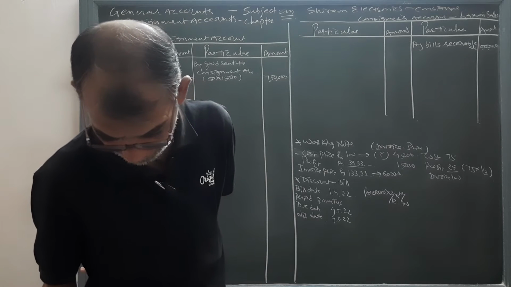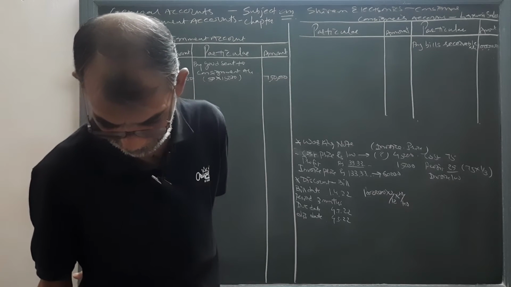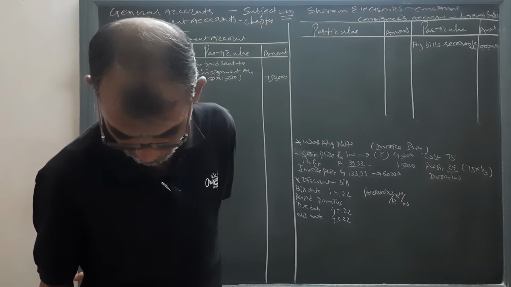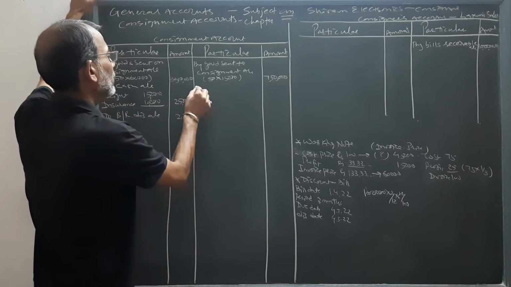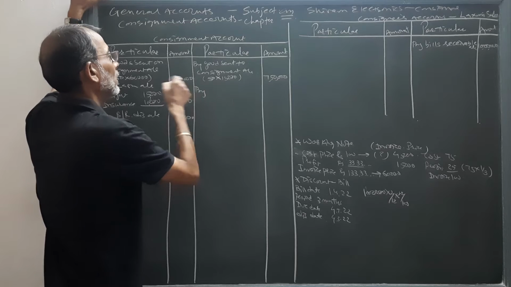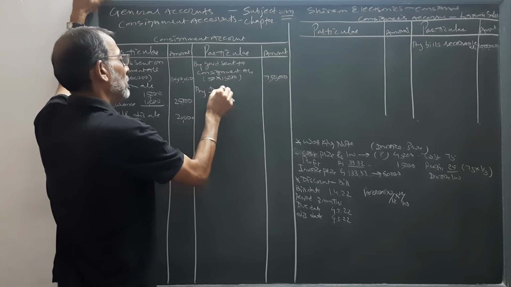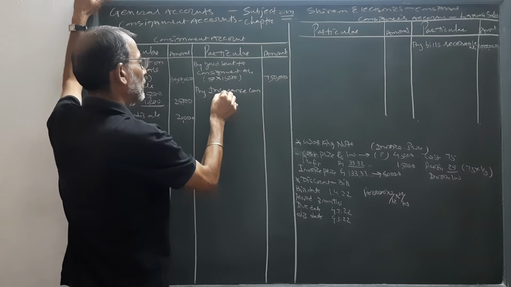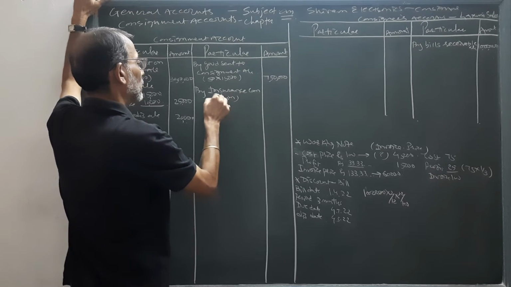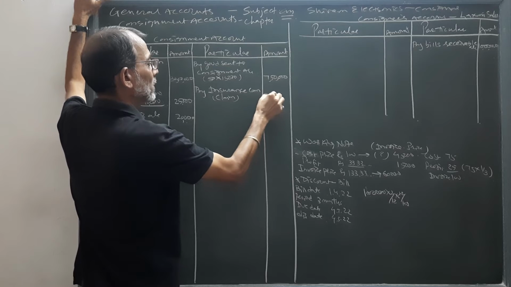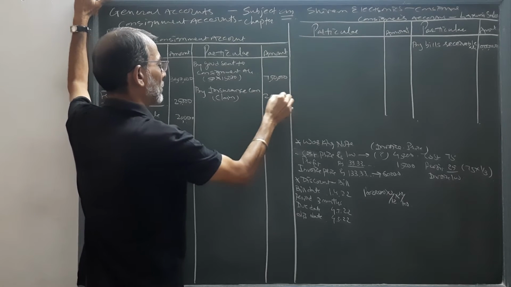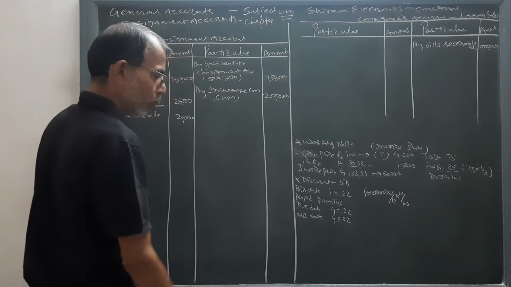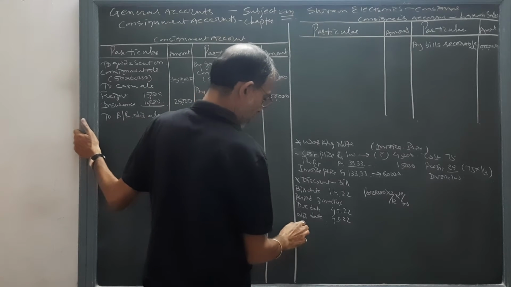On the way, 5 laptops were destroyed and the insurance company accepted a claim of 2 lakh. So the claim will be written on the credit side of the consignment account, by insurance company claim, that is 2 lakh.